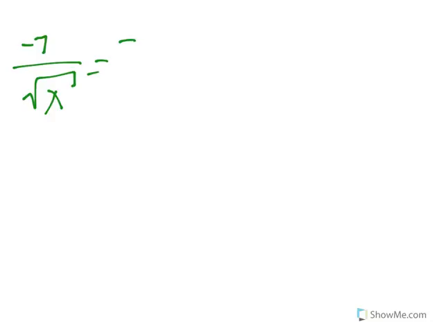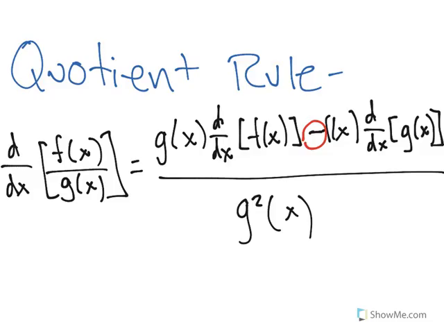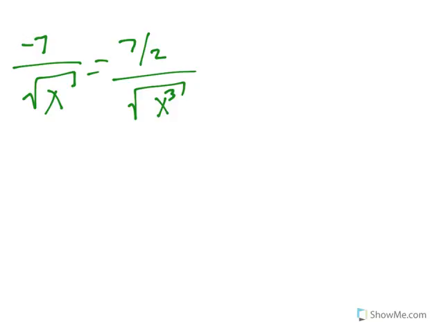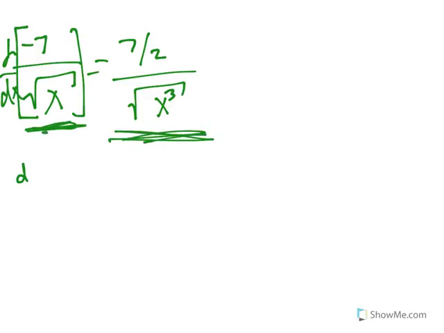We found this to be 7 over 2 over the square root of x cubed. But just for the sake of the example, let's work it out using the quotient rule. And so, okay, sorry, I forgot here to define it as the derivative of. So they are not equal, only the derivative of this function is equal to this one, but not the function itself.